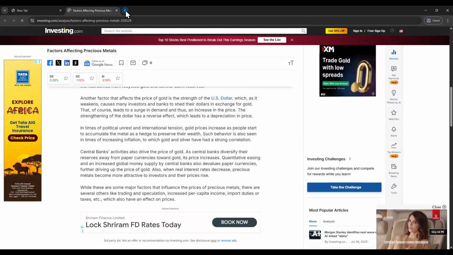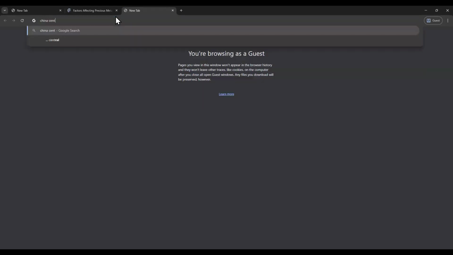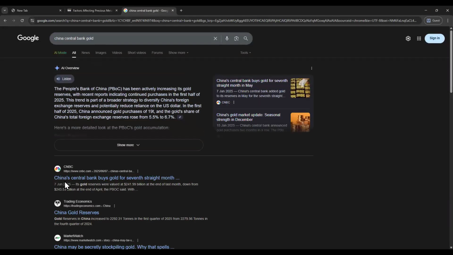Now let's go to China. China central bank gold. China's central bank buys gold for the seventh straight month. Yeah, so it is actually holding a lot of gold.